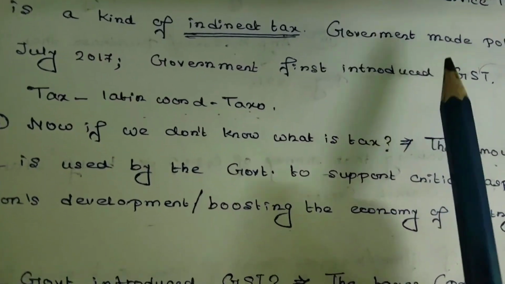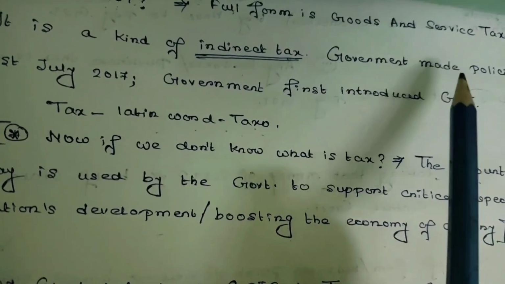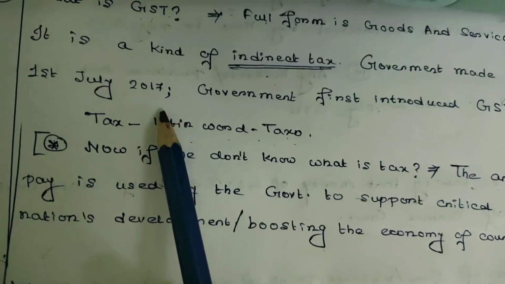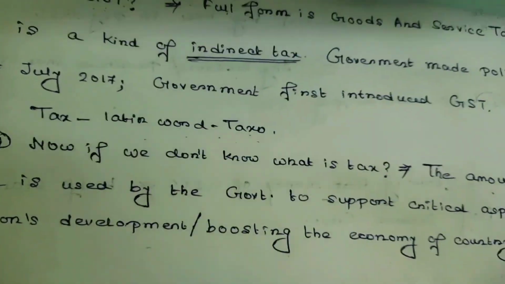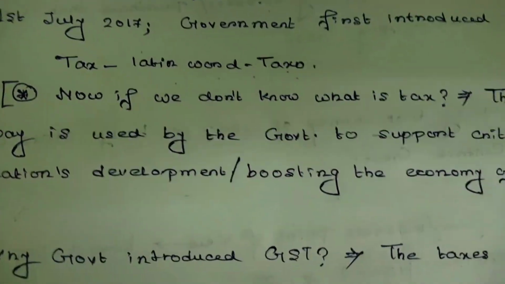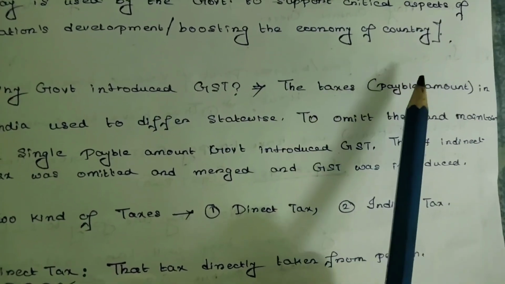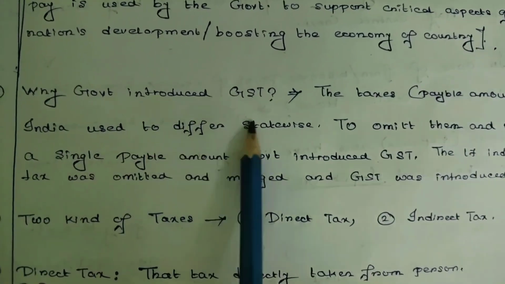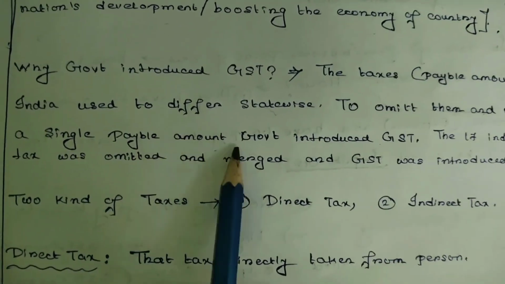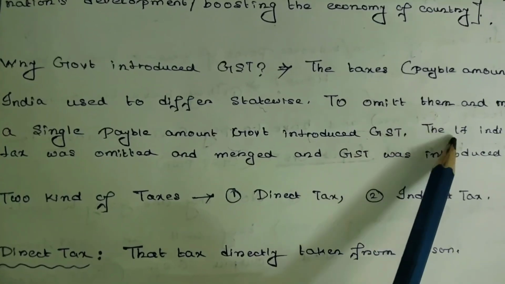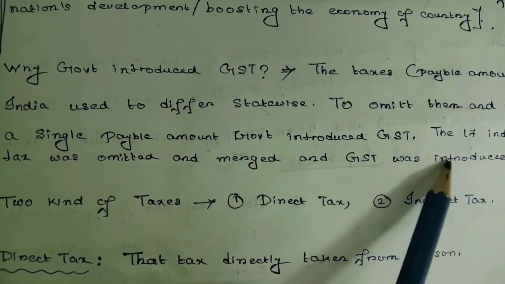Now, we have to know when the government made policies for taxes. The government first introduced GST on 1st July 2017. Who is the government? It is the central and state government. Why did the government introduce GST? The payable amount of taxes in India used to differ state-wise. To omit that and maintain a single payable amount, the government introduced GST. The 17 indirect taxes were omitted and merged, and GST was introduced.